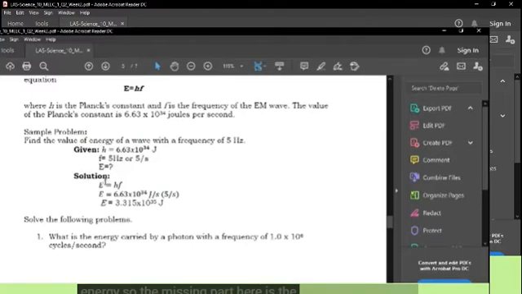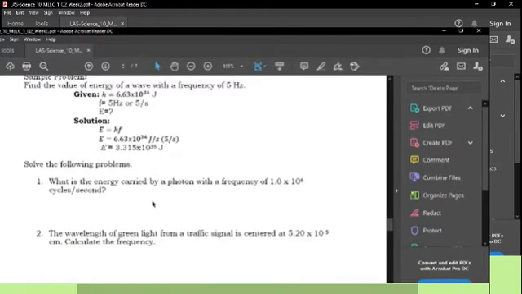So going to the solution, we have E is equal to Planck's constant times frequency, which is our formula. So we're going to substitute. Planck's constant is 6.623 times 10 to the 34 joules per second times frequency, which is 5 seconds or 5 hertz or 5 cycles per second. And then the answer is 3.31 or 3.315 times 10 to 35 joules.